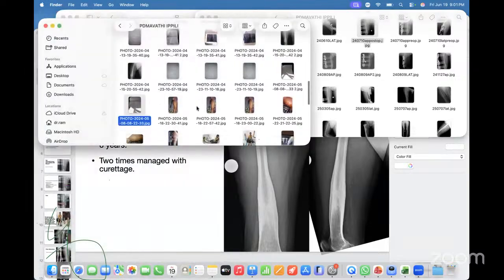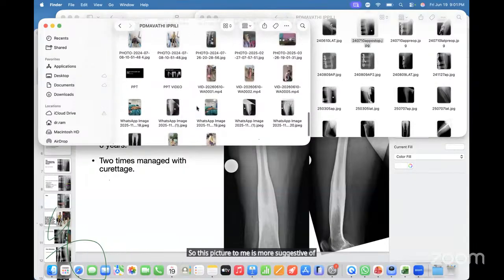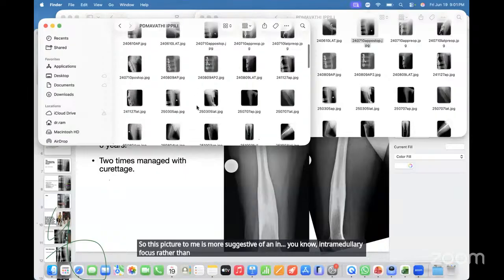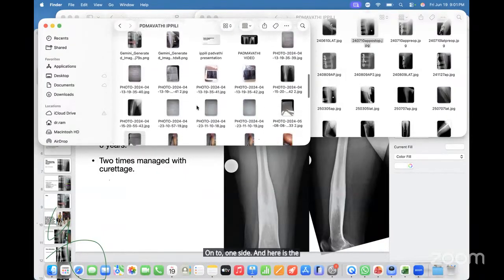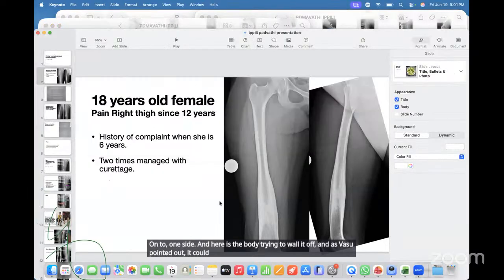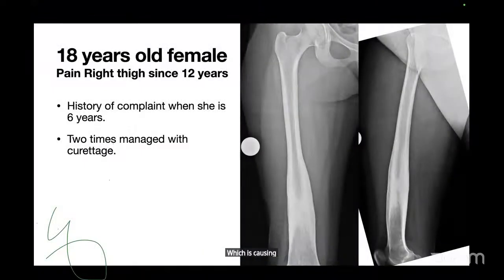So this picture to me is more suggestive of an intramedullary focus rather than one side. And here is the body trying to wall it off, and as Vasu pointed out, it could be intramedullary tension which is causing the pain. And did I hear you say nocturnal pain? Yes, sir.